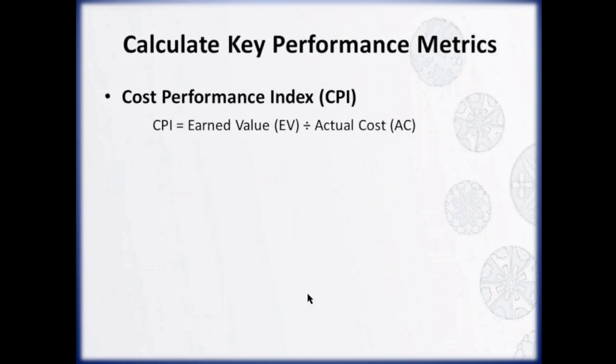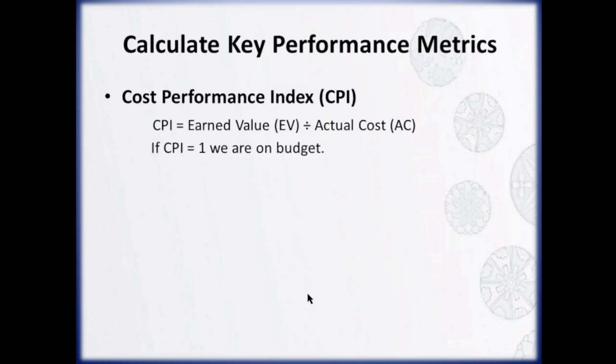Let's talk about Cost Performance Index or CPI. Cost Performance Index helps us to answer the question, are we spending our money efficiently? To calculate it, we divide the earned value by actual cost. Let's understand how to interpret Cost Performance Index.